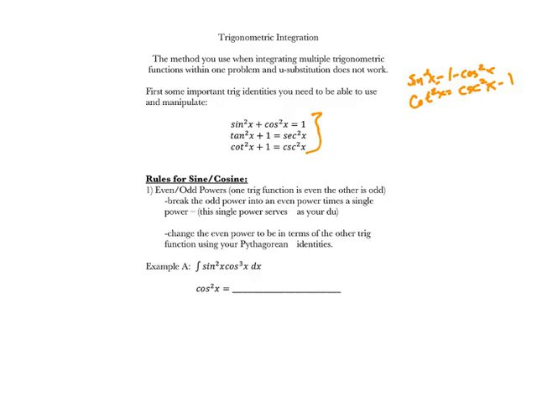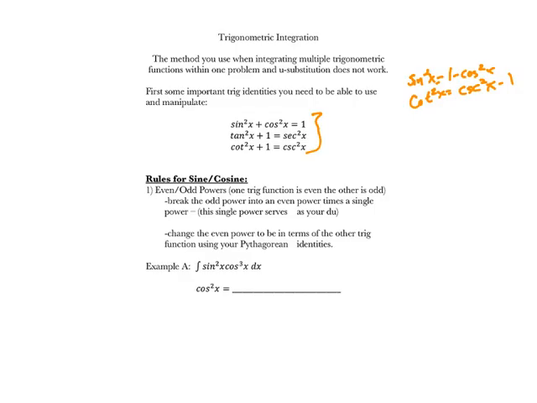All right, today we're just going to talk about the rules for sine and cosine. And you have three cases. You have even and odd powers, you have odd powers, and even powers. So when you have even and odd powers, that means one trig function is an even power or exponent and the other one has an odd power.